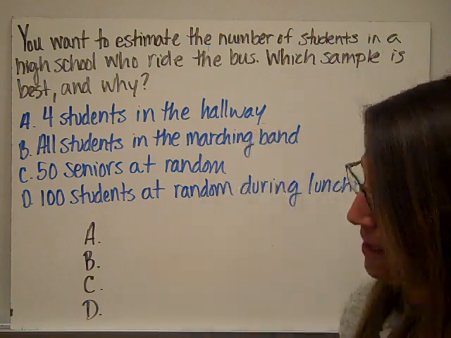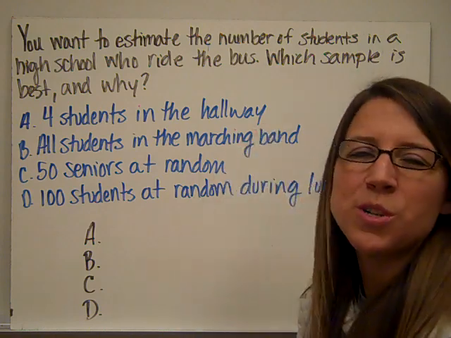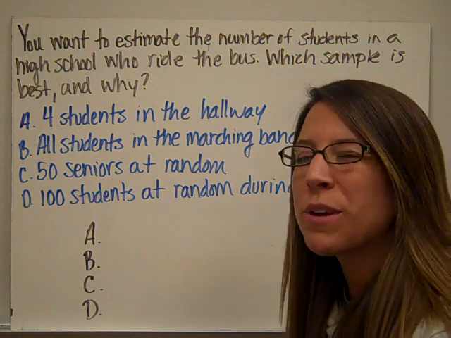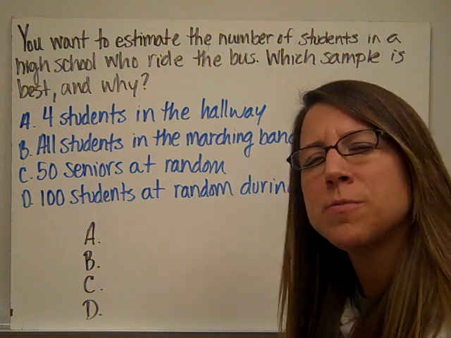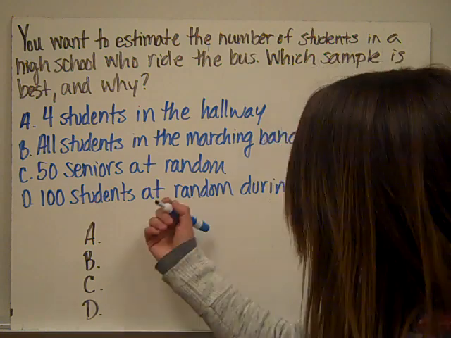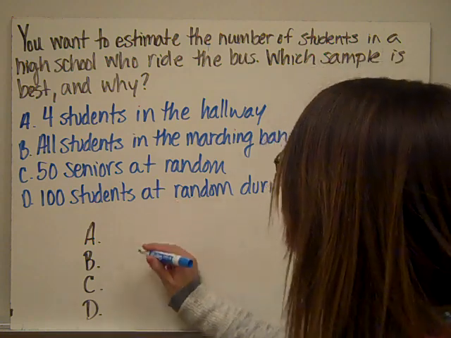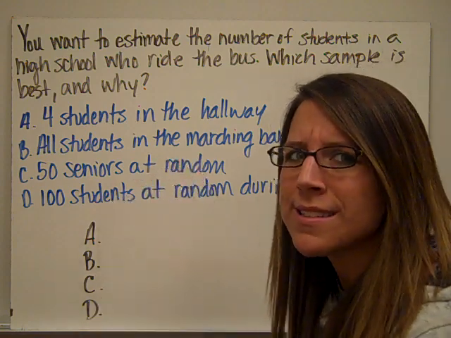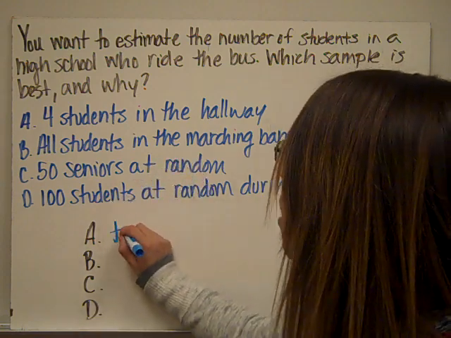Well, if I look at A, this 4 students. Now, is that large enough? We kind of just talked about that actually very specifically. 4 students is a very small sample, so it's not going to be representative of the population. It's not random. It doesn't say that it's random. It's too small.